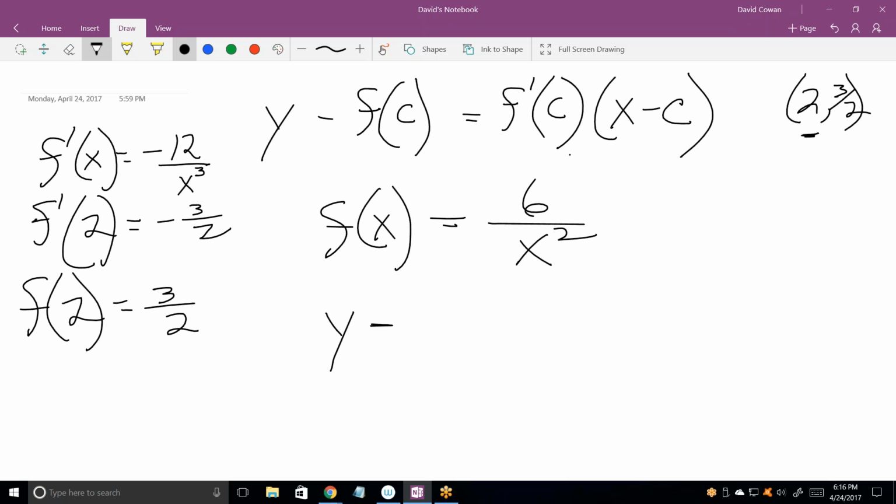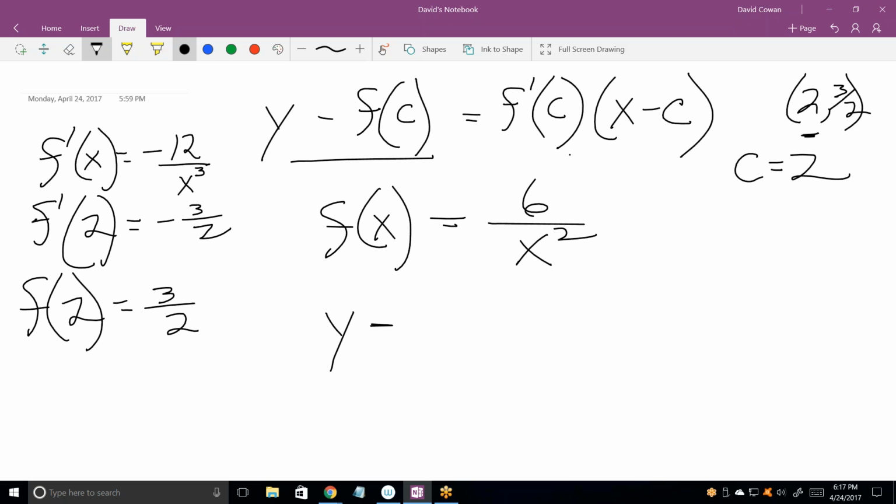Y minus... y minus what? No. Here's what we're doing. It is y minus f of c. And c is 2 in this case. Let's just go over here and say c equals 2.